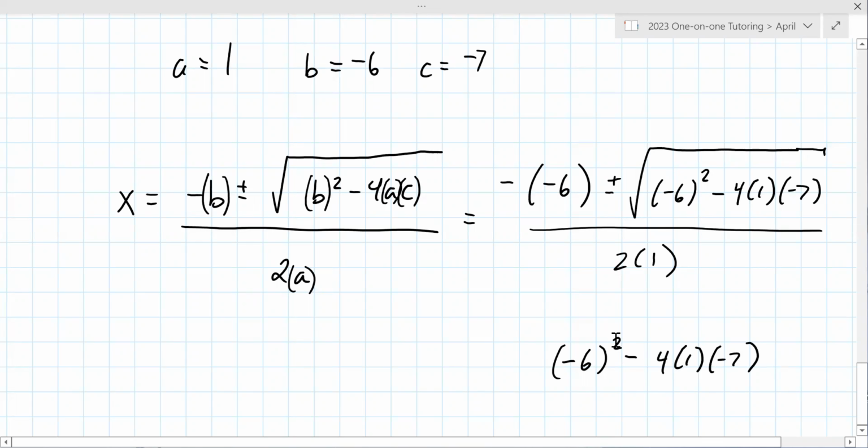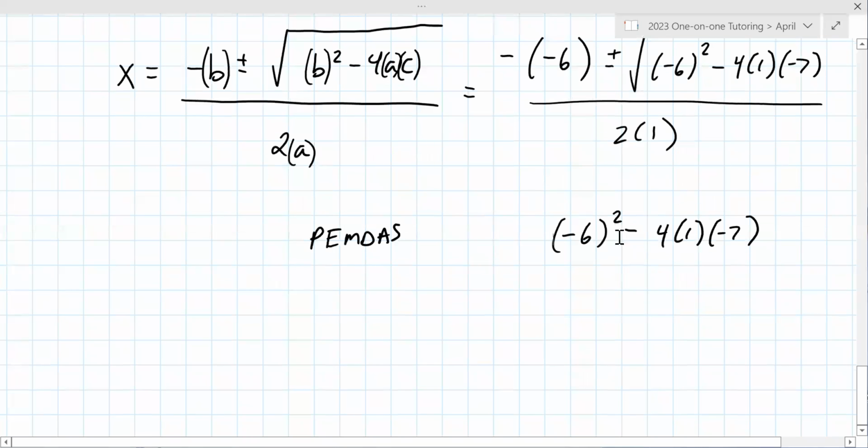Wait. You got a square here, multiplication. Hey, don't you multiply the 4, the 1, and the -7? Yes. First, yeah. And you square the -6 before you subtract. Yeah. Okay, so could you try doing this for me, please?